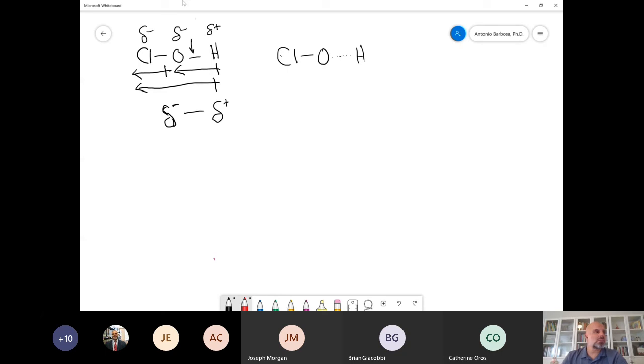You're basically removing electron density from this oxygen-hydrogen bond, so it's a lot easier for this hydrogen to dissociate and form a separate proton and keep the ClO-, keep the negative charge and stabilize that negative charge on the other half of the molecule.